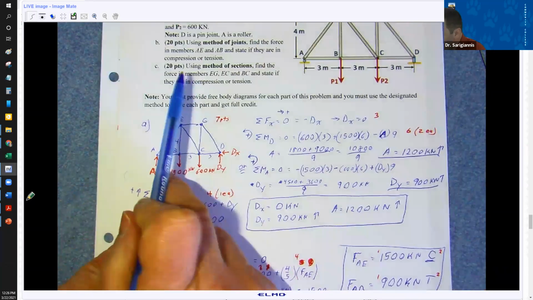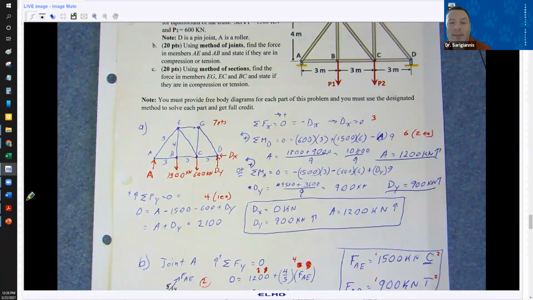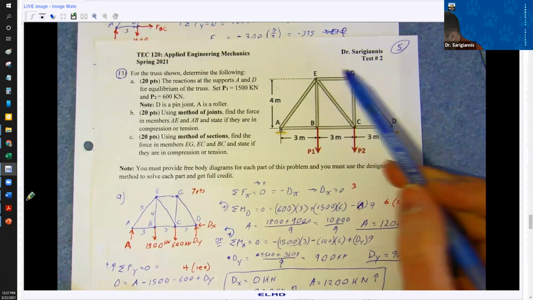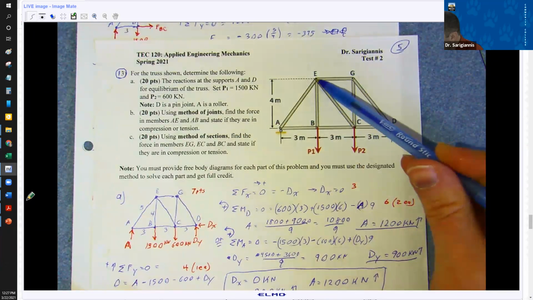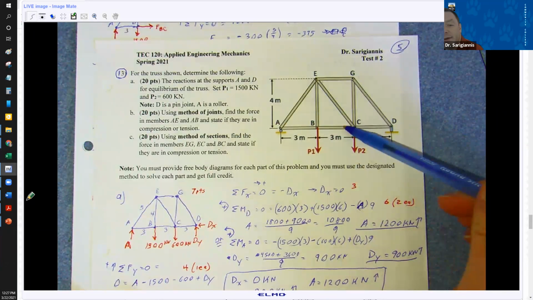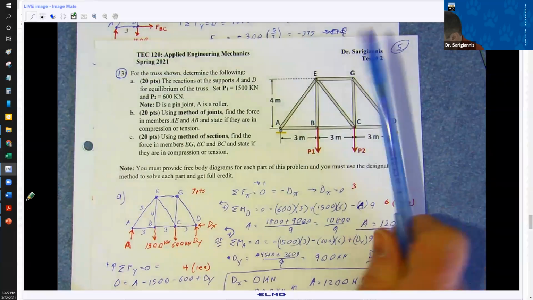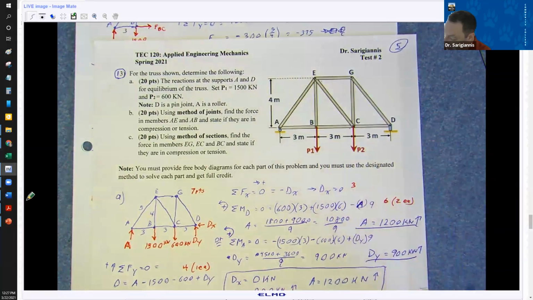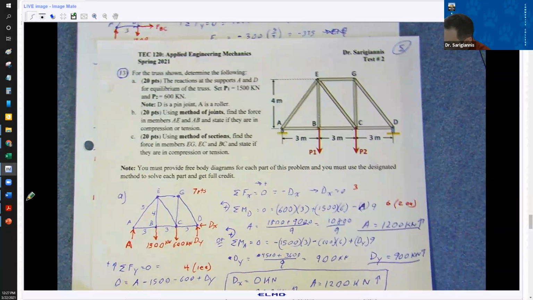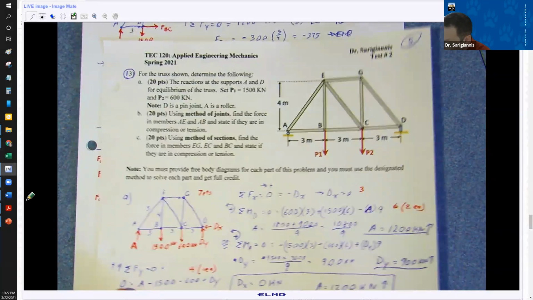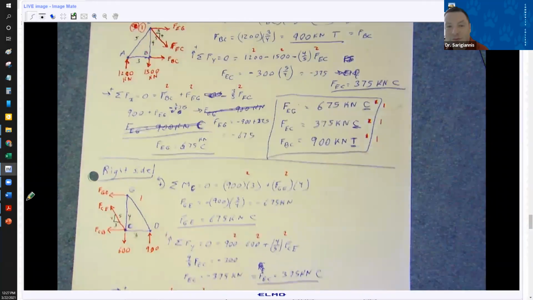So use method of sections, find the force in members EG, EC, and BC. So you're cutting through this. And I did this both ways in case people did it two different ways. So let me show you what I've got here.